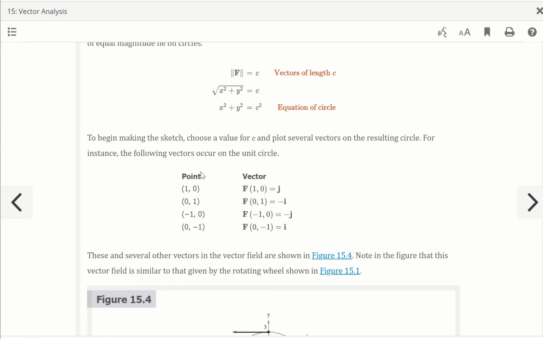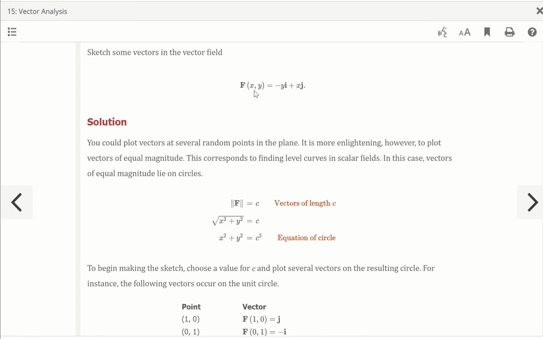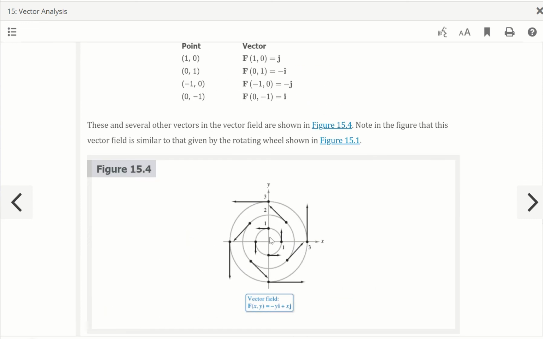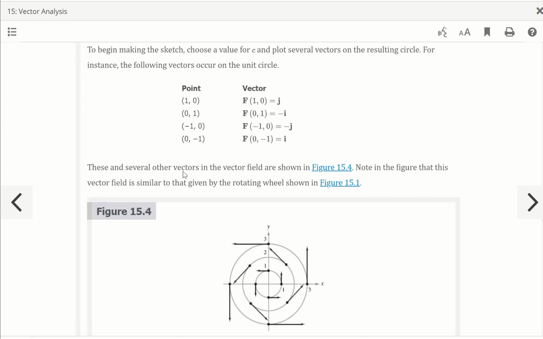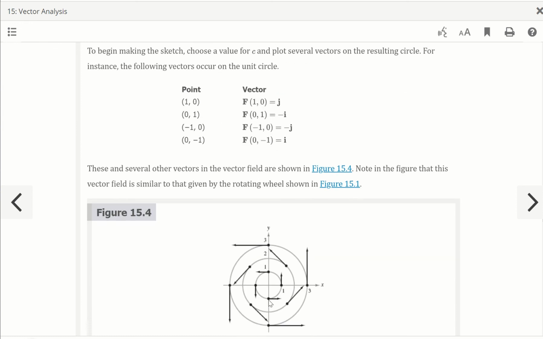I can pick some points that would be on this circle. For example, if I pick the point (1, 0), I plug it into here. When x is 1 and y is 0, this would be 0, and we would get j. So we have the vector j at (1, 0). (1, 0) in the plane is right here. And the vector j we know points up with a magnitude of 1. If I plug in (0, 1), then we get negative i. So at (0, 1), which would be right here, we have a vector that's pointing in the negative i direction, namely this way.